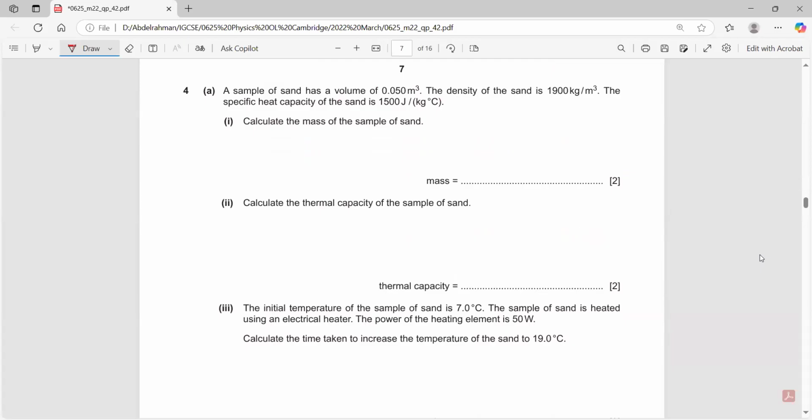A sample of sand has a volume of 0.05 meters cubed. Can I find the mass of the sand? Yes, I can. You have the density and you have the volume, right? So mass equals density times volume. 1900 times 0.05. This is 95 kilograms. Calculate the thermal capacity. This is cancelled. You're not required to solve for thermal capacity.